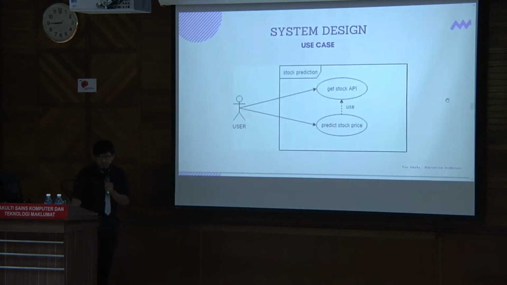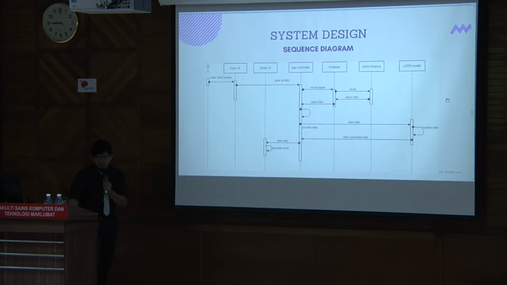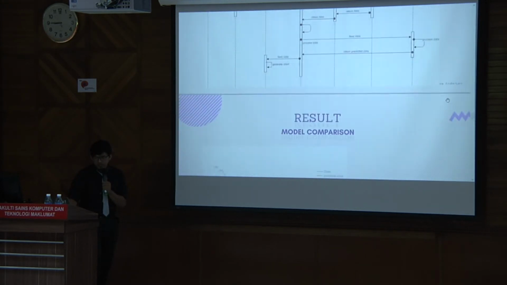Okay, the use cases is the user can get a stock API and can predict the stock, where the prediction part uses the stock API. Okay, the sequence diagram is here, but I think showing it in the user interface is much better.